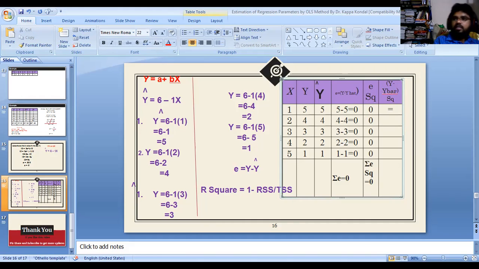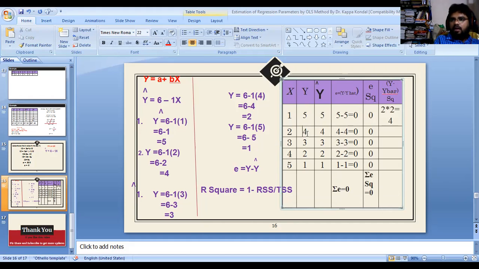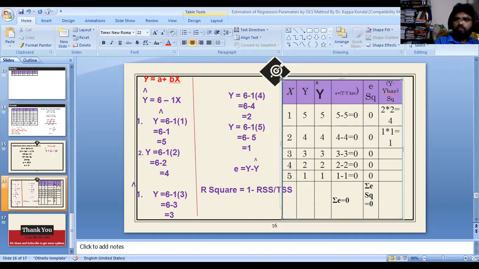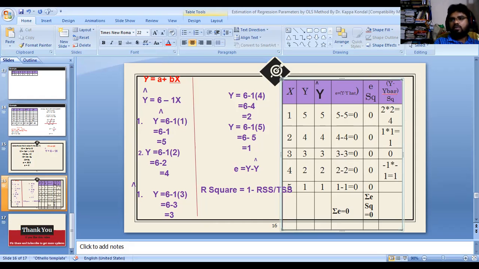So I'm going to directly write. See here, 5 minus 3 is equal to how much? 2. 2 into 2 is equal to 4. Then 4 minus 3 is 1, 1 into 1 is 1. Then 3 minus 3 is 0, 0 into 0 is 0. Then 2 minus 3 is minus 1, minus 1 into minus 1, so automatically you will get 1. Then 1 minus 3 is minus 2, minus 2 into minus 2 is equal to plus 4.